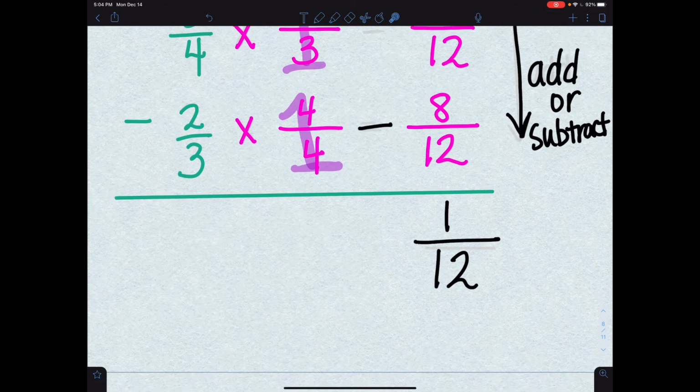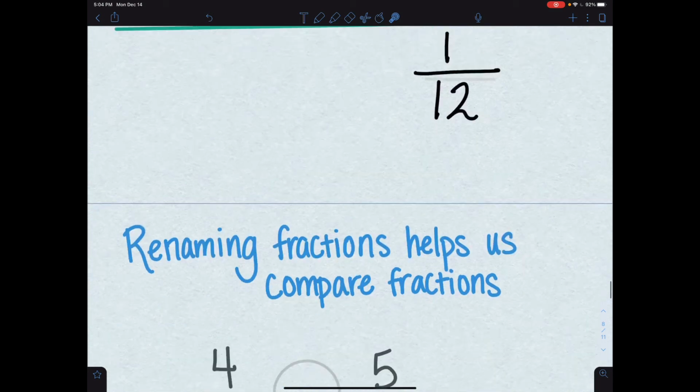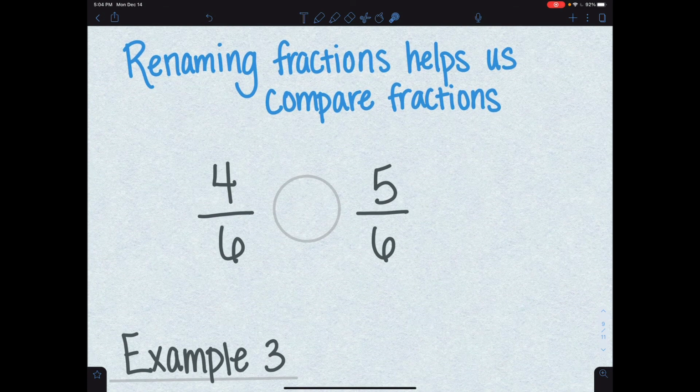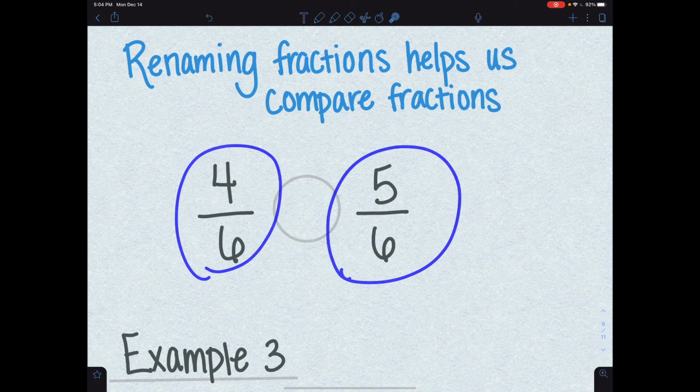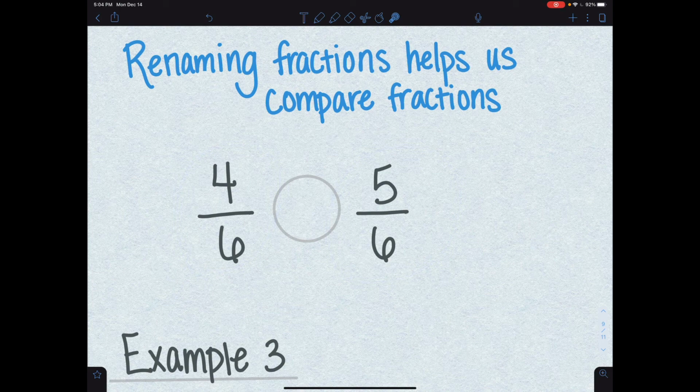So renaming fractions, you have to do it before you add and subtract. But renaming fractions can also help you compare fractions. So when you've got two fractions like this and you have to decide which one's bigger, this one's easy to do because you've got a 4 and you've got a 5, and the denominator is the same. If the denominator is the same, then it's easy peasy. You don't even have to think about it very much. You just have to think, well, which numerator is bigger? Easy peasy, that one. So when you're comparing fractions that have the same denominator, it's easy.